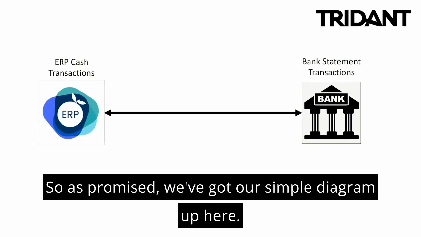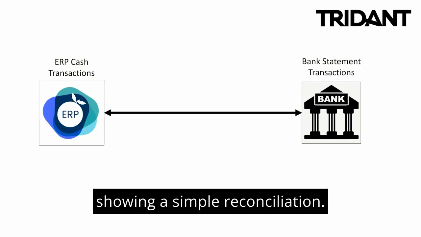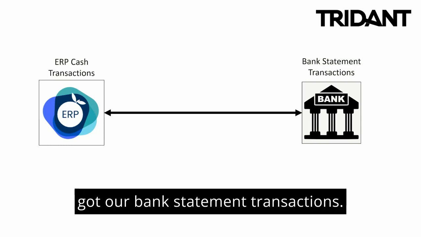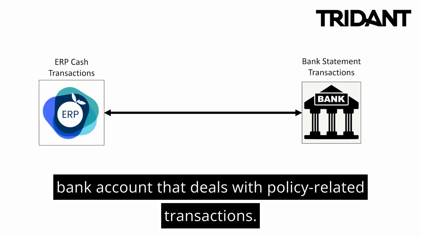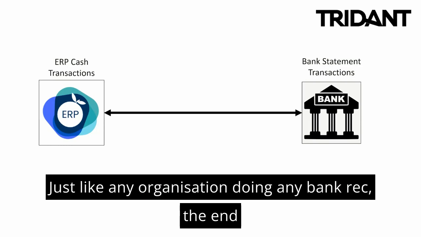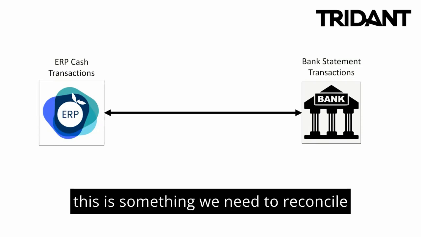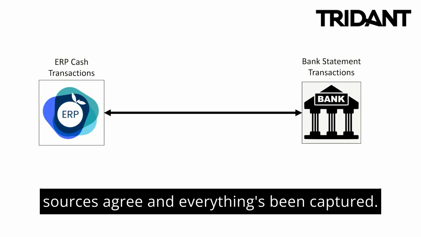All right, so as promised, we've got our simple diagram up here. This is a diagram showing a simple reconciliation. We've got our ERP cash transactions on the left-hand side. On the right-hand side, we've got our bank statement transactions. Let's say this is for your operational bank account that deals with policy-related transactions. Just like any organization doing any bank rec at the end of the month, or many times throughout the month, this is something we need to reconcile to ensure the data between both data sources agree and everything's been captured.